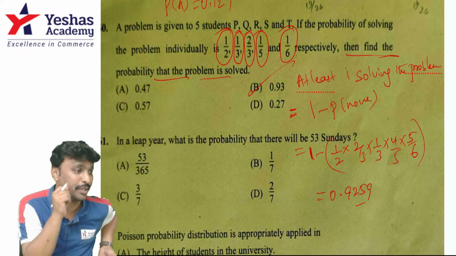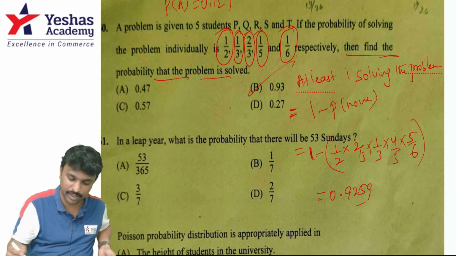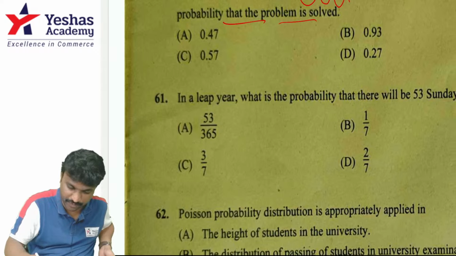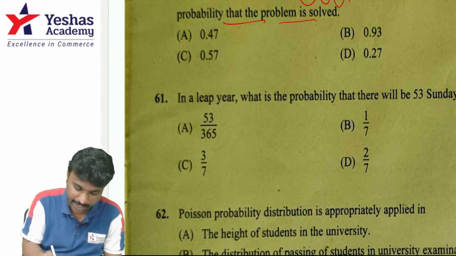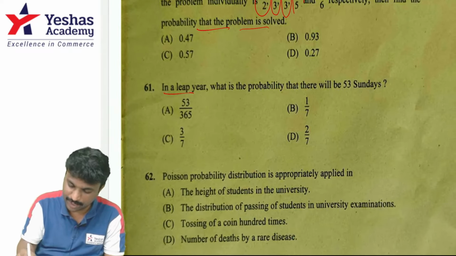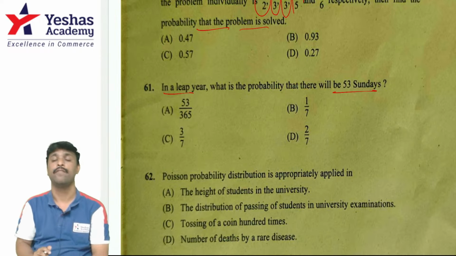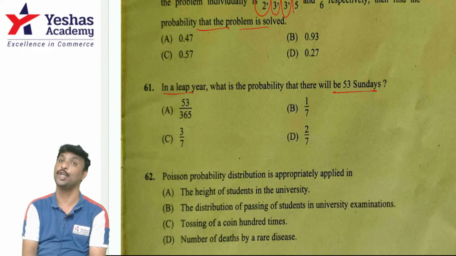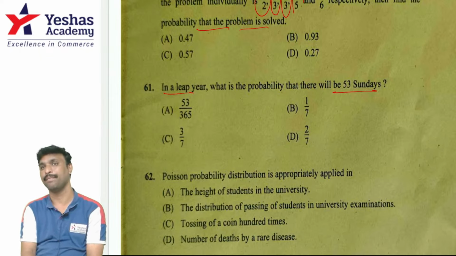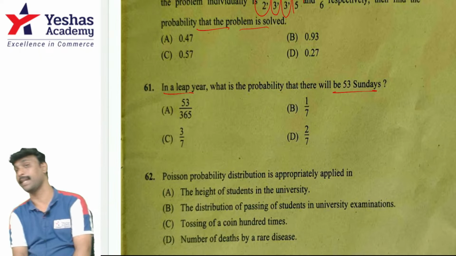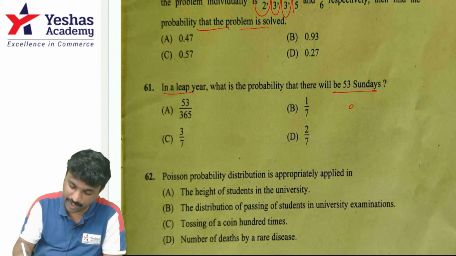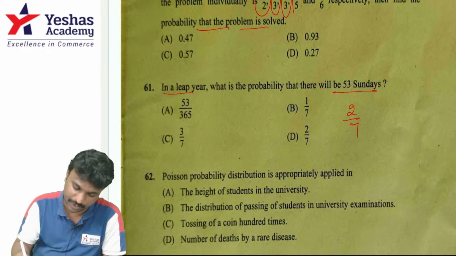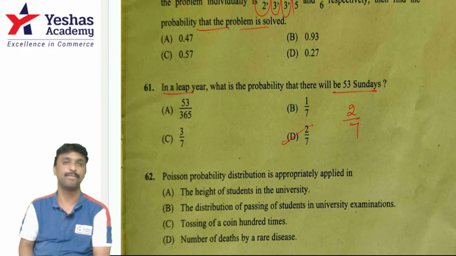Have you all understood? Moving on to the next question, question number 61. It's a Laddu question. In a leap year, what is the probability that there will be 53 Sundays? For a leap year, one particular day occurring 53 times, definitely two cases are there. Sunday-Monday has got a Sunday, Saturday-Sunday also has got a Sunday. So two favorable outcomes out of 7. So 2 by 7 is the answer.